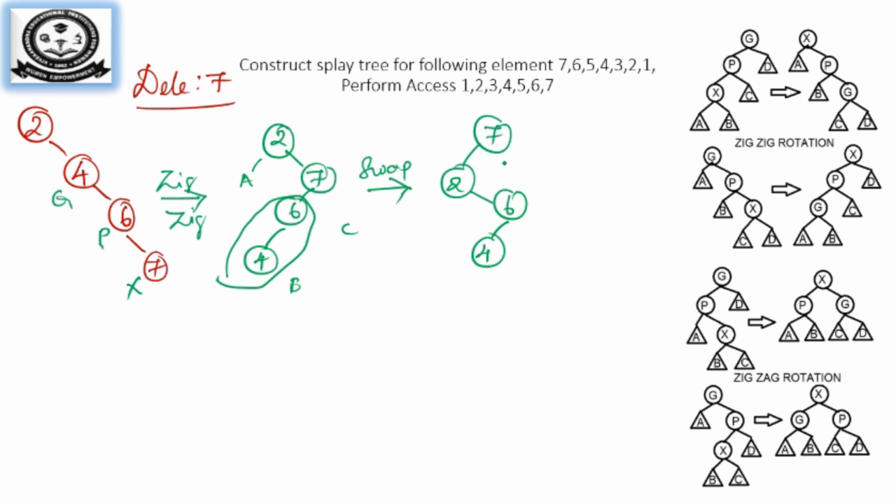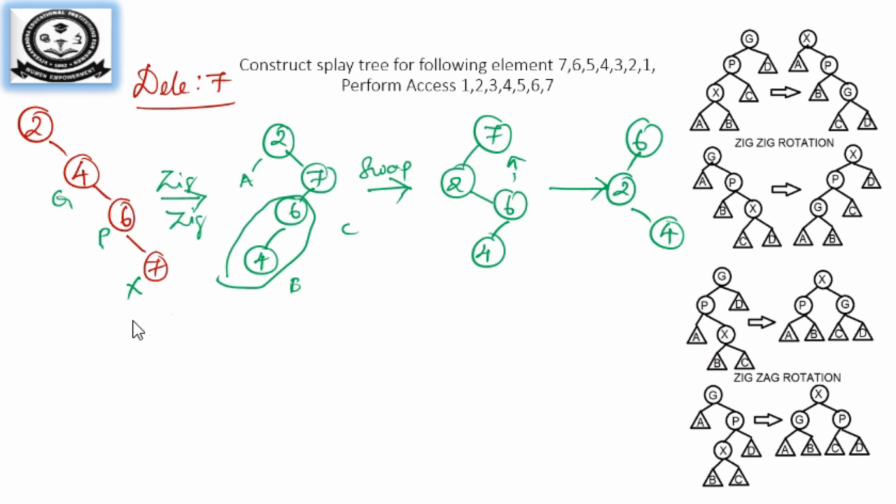Now if 7 is deleted, what will replace 7? The biggest element in the left subtree should replace it. That means 6 will replace 7. So you will have 6, 2, 4.